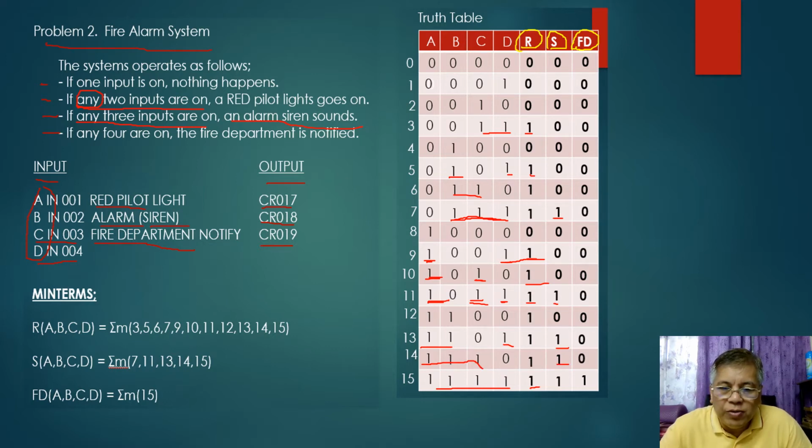And then if you have 4 inputs on, the output will still be equal to 1, because as I've said, the word any here is very, very important. That means that if any 3 of the 4 inputs are high, then the output is high. Then for the last one, if any 4 are on, then the fire department is notified. So if all 4 inputs are on, then the fire department is notified. Okay?